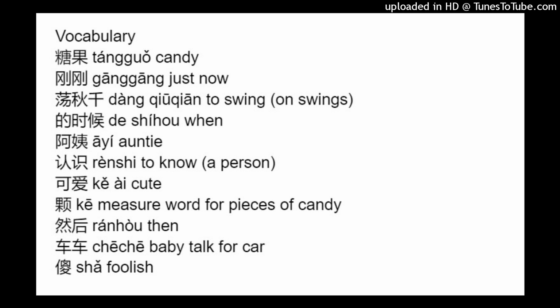糖果 is going to be the word for candy. But then when the child refers to a piece of candy, then it's going to be 一颗糖, 一颗糖. That's a piece of candy, 一颗糖. But you wouldn't say 一颗糖果. You'd say 一颗糖. And a couple grammatical structures I wanted to go over.